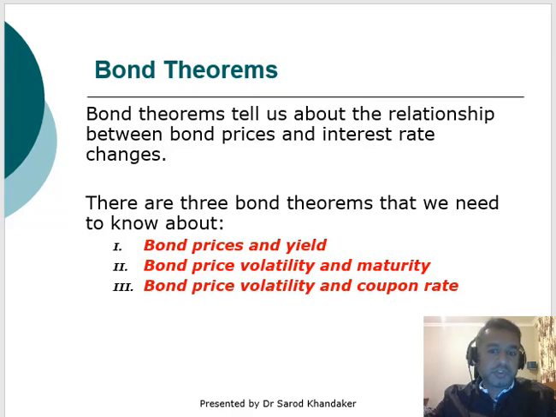So just to quickly recap, there are three bond price theorems. Number one is bond price volatility and the yield. Two is bond price volatility and the maturity. And number three is bond price volatility and the coupon rate.